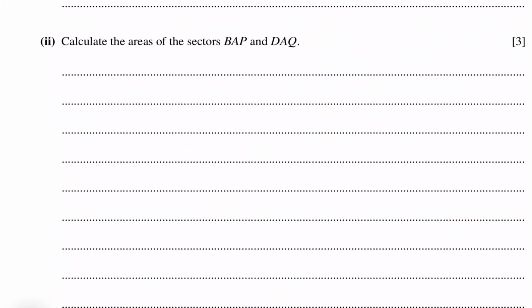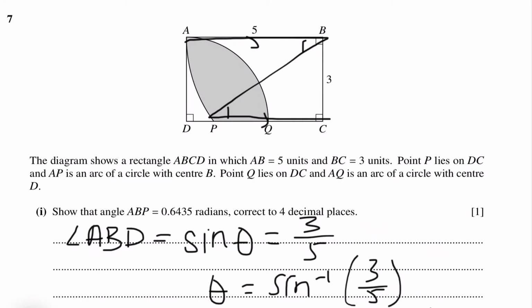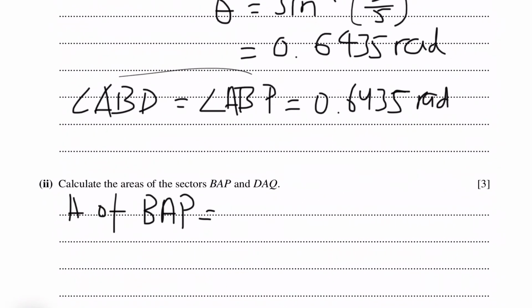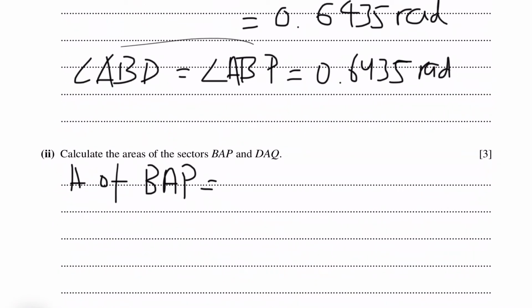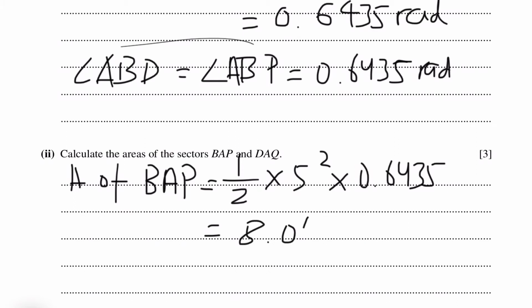Calculate the areas of the sectors BAP and DAQ. So first I want to find the area of the sector BAP. So sector BAP has an angle 0.6435, the one we got earlier, and the radius is 5. So using the formula 0.5 multiplied by theta multiplied by r squared, we have half multiplied by 5 squared multiplied by 0.6435. This will give us 8.04 units squared.